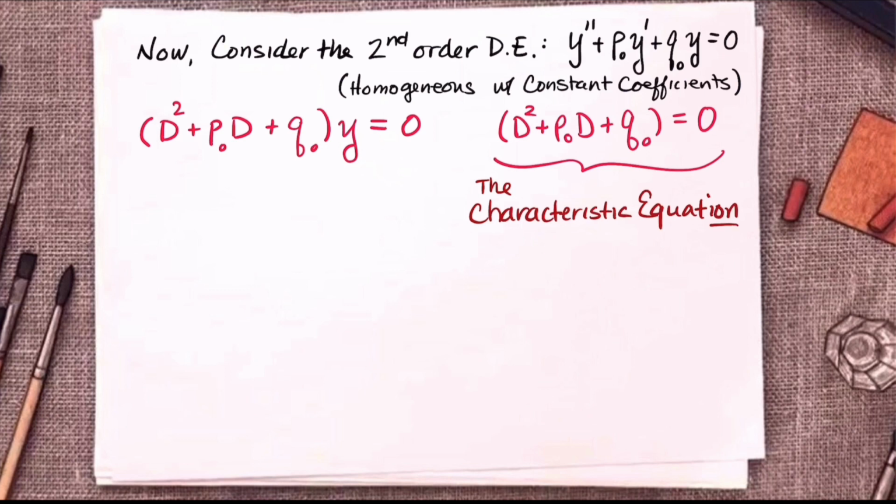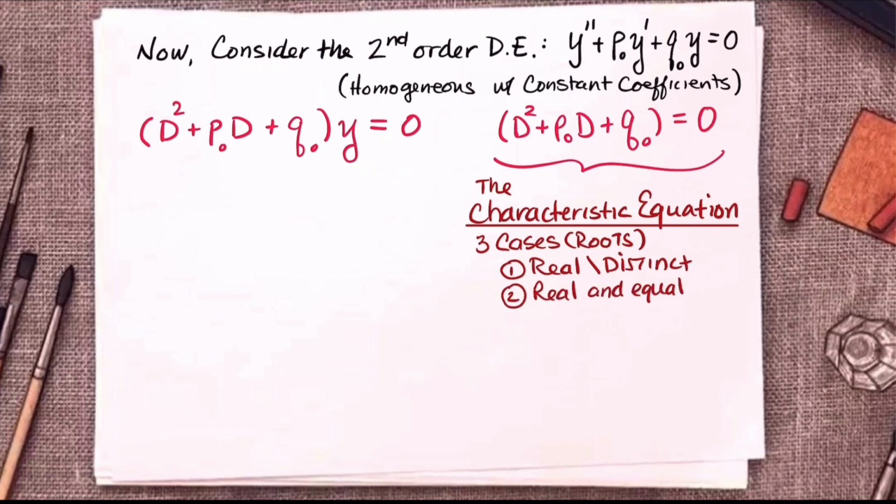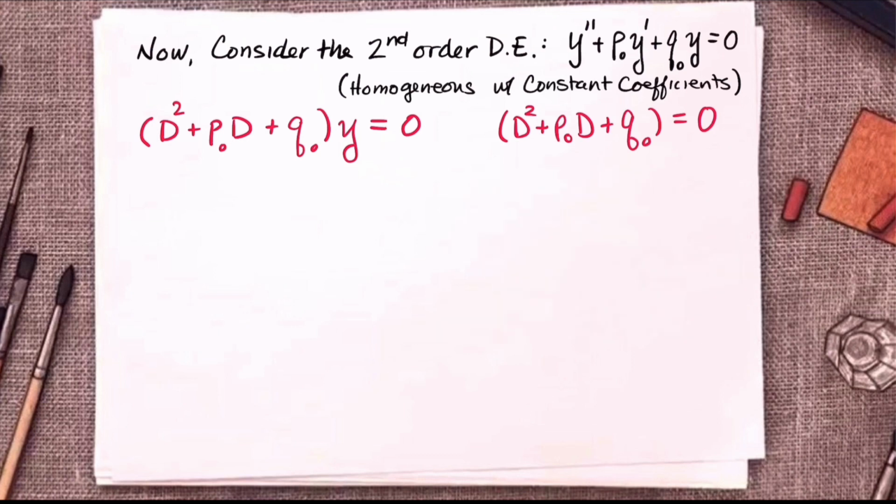It determines the roots, and it gives us three cases of solution. One with real and distinct roots, one with real and repeated roots, or one with complex conjugate roots. The characteristic equation and its roots allow us to develop the general solution to the differential equation. So let's consider each case. First, let's consider two different distinct roots, real roots.